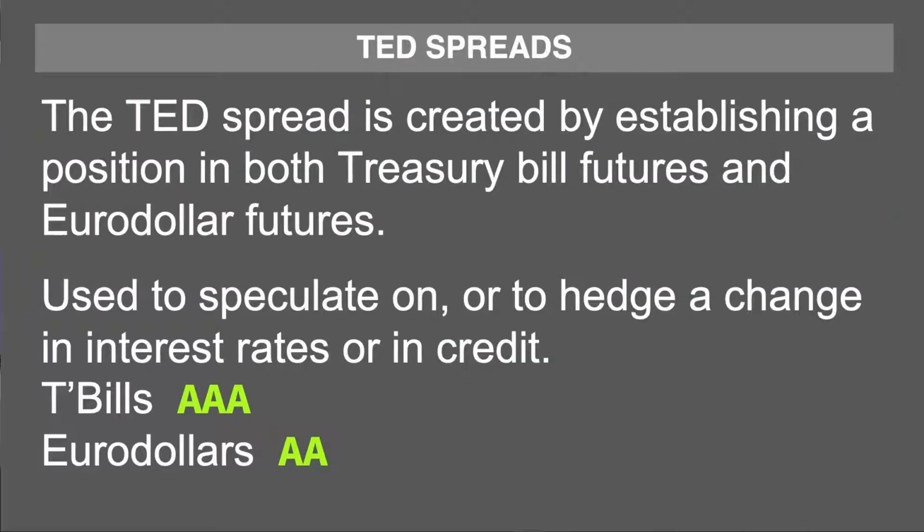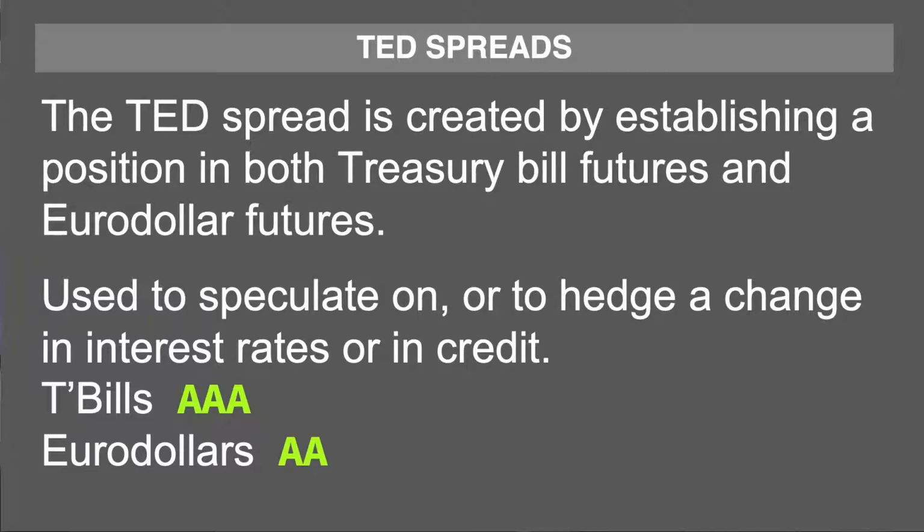Now, the TED spread can be used to speculate. It could also be used to hedge. T-bills are considered AAA rated. They are absolutely the best quality out there. And when you have the best quality credit in the marketplace, the interest rate attached to those products is low because the risk is low. Eurodollar deposits are considered to be AA rated credit, so slightly less than the T-bills.